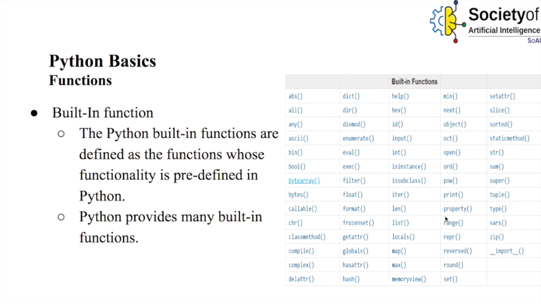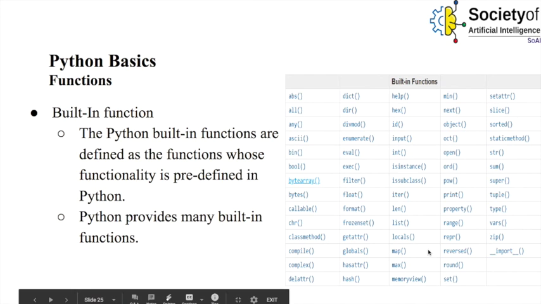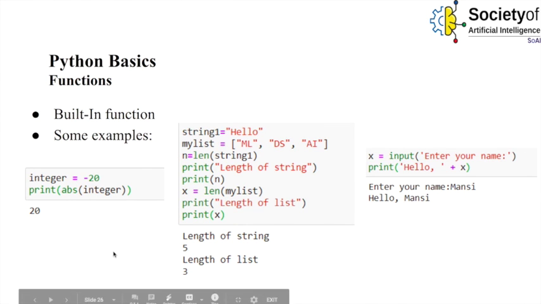Now the built-in functions. There are a lot of built-in functions in Python. You can read about them more as you proceed along in this course, or as you proceed along in general in Python. So Python has a lot of built-in functions, some of which are mentioned over here. We'll see some examples as well. So this integer is a variable which is -20. Now this abs means this will return the absolute value of the integer. That means whatever is negative will be turned to positive, and whatever is positive will remain positive. That means the absolute value. So this has returned 20.